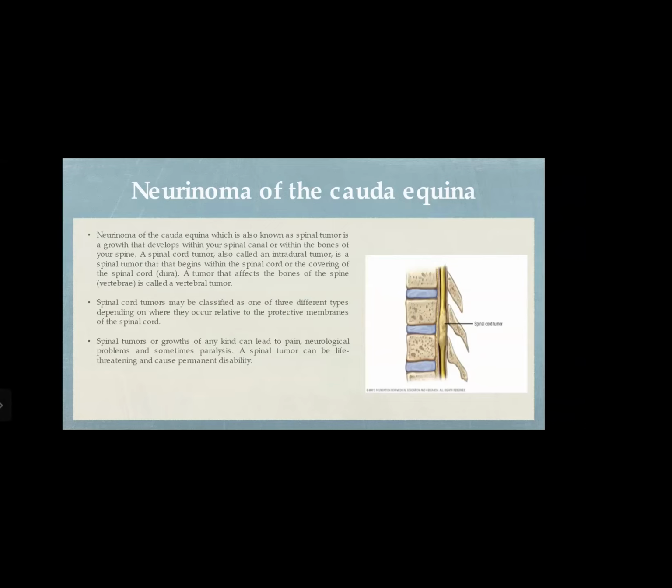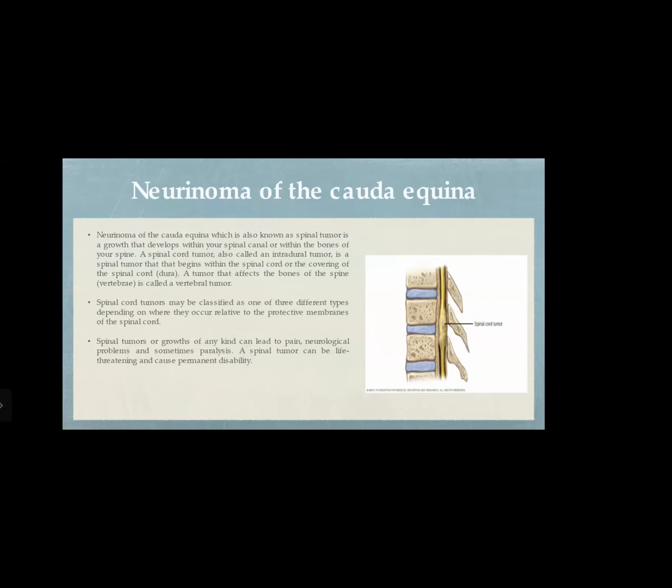A spinal cord tumor, which is also called an intradural tumor, is a spinal tumor that begins within the spinal cord or the covering of the spinal cord, that is the dura. A tumor that affects the bone of the spine, that is the vertebrae, is called a vertebral tumor. Spinal cord tumors may be classified as one of three different types depending on where they occur relative to the protective membrane of the spinal cord.